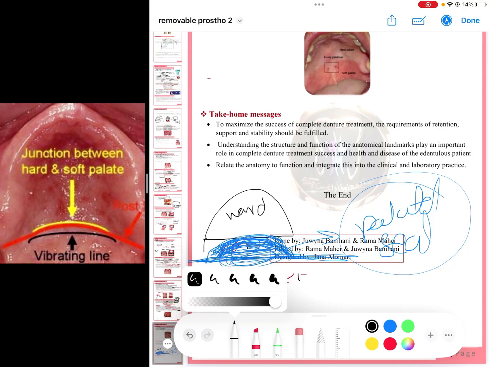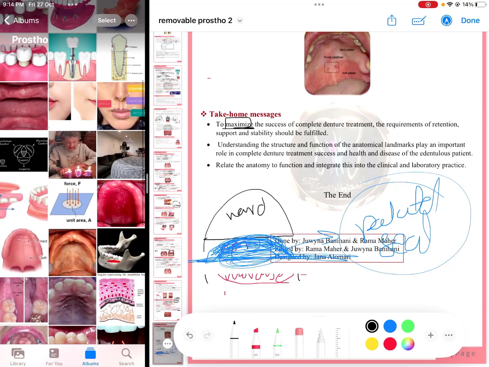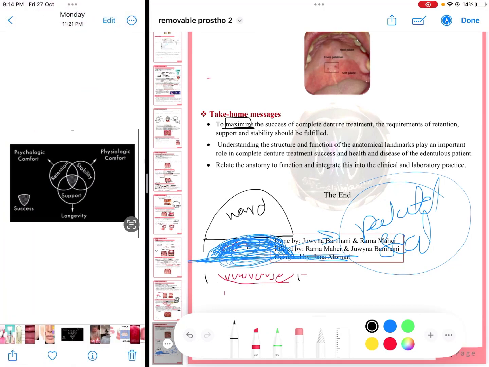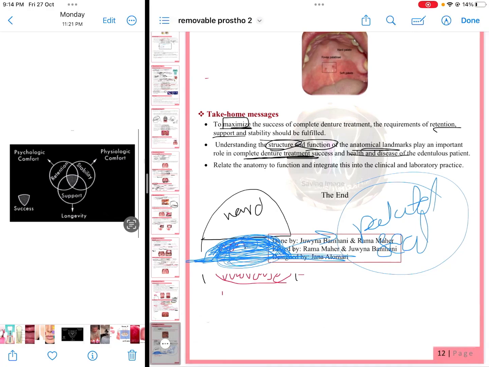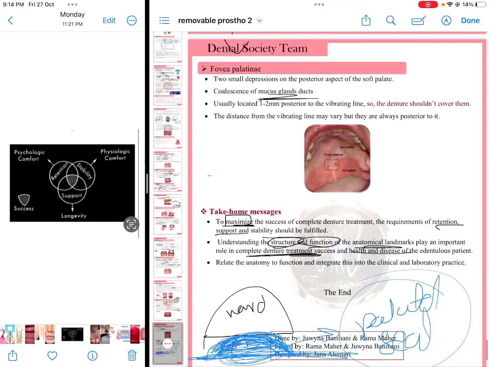Now, the take-home message: to maximize success, as we said in the first lecture, we have to fulfill the retention, the support, and the stability. This requires understanding the structure and the function of the anatomical landmarks. As we said, if we study each anatomical landmark, it gives an important role in complete denture treatment and in the health and disease of the patient. For example, here, we learned about the fovea palatini.